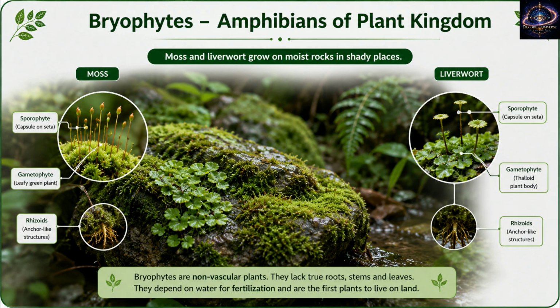Sphagnum provides peat, which is used as fuel and packing material because it can hold water. Mosses also help prevent soil erosion and help in plant succession on rocks.